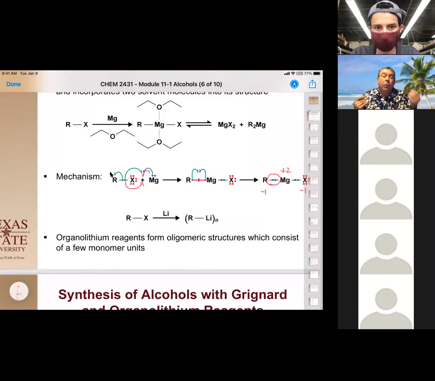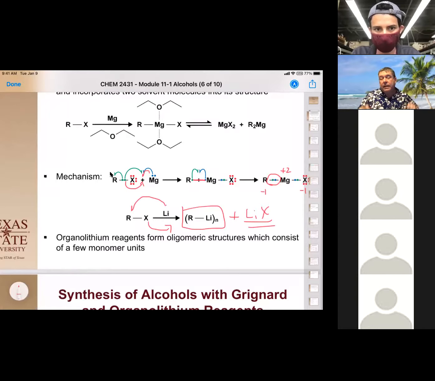Things are a little simpler in the lithium reagent. We only have 1 electron to transfer from the lithium, so we actually have to have 2 equivalents of lithium to do it: 1 to make the bond with the carbon and 1 to make a bond with the halogen. So you end up with the lithium halide as a byproduct and 1 equivalent of your organolithium reagent.